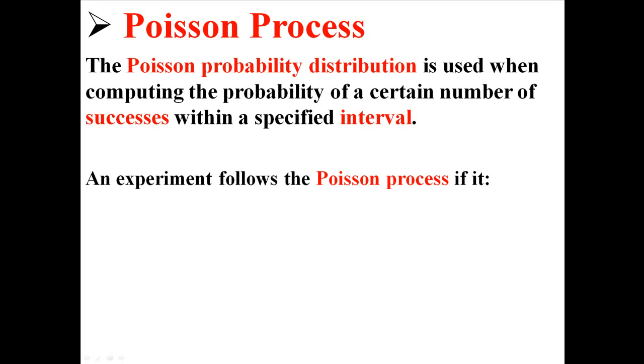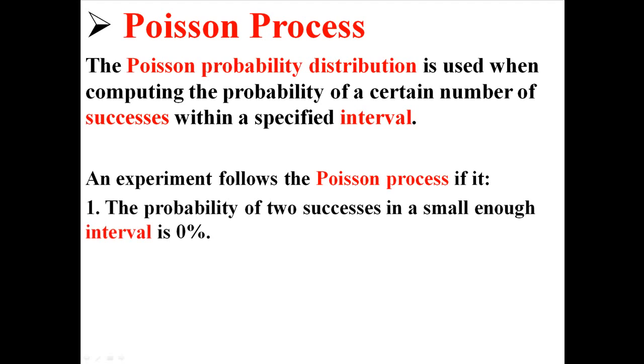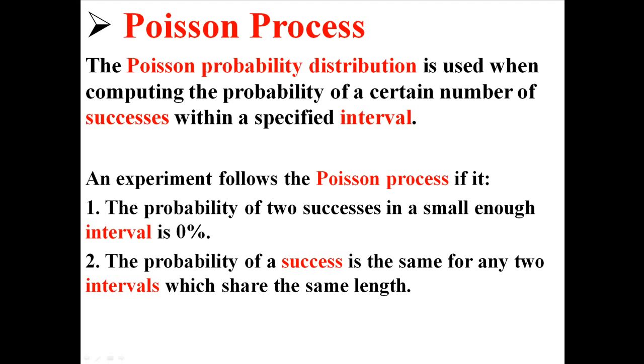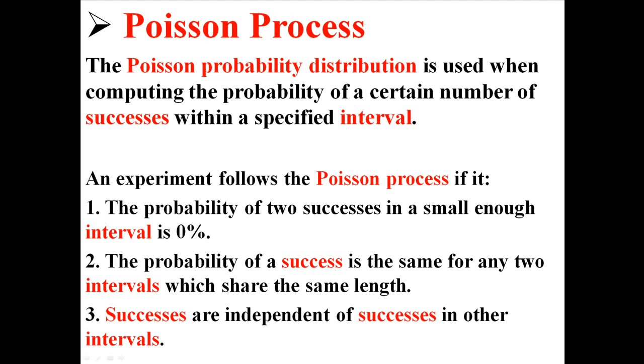An experiment follows the Poisson process if the probability of two successes in a small enough interval is 0%, basically it's impossible for there to be two successes in a small enough interval, if the probability of a success is the same for any two intervals which share the same length, and if successes are independent of successes in other intervals. So let me try to give you an example of something that might follow the Poisson process.